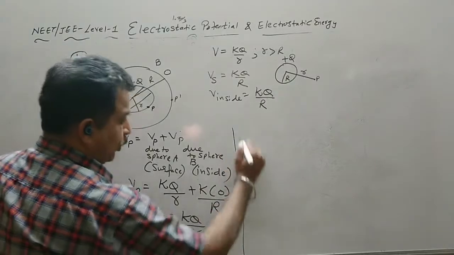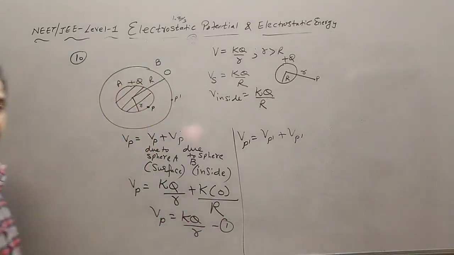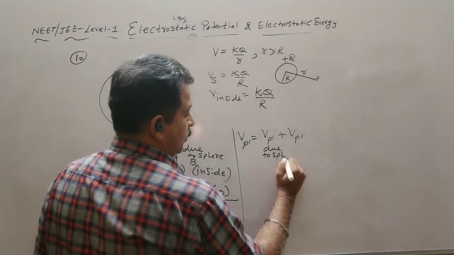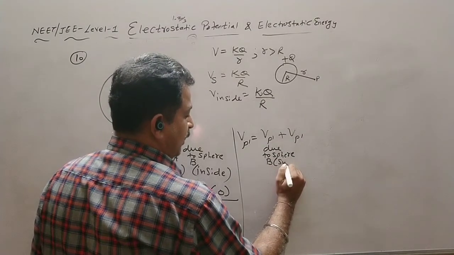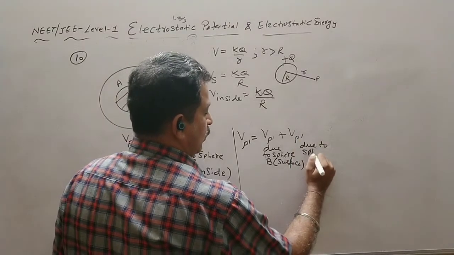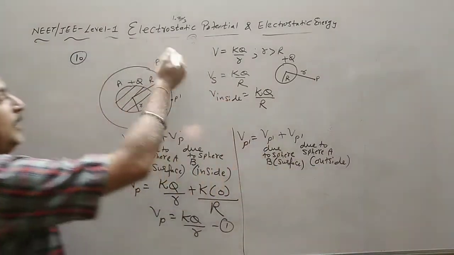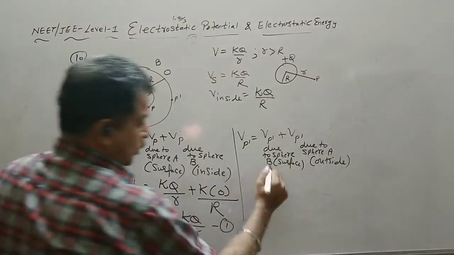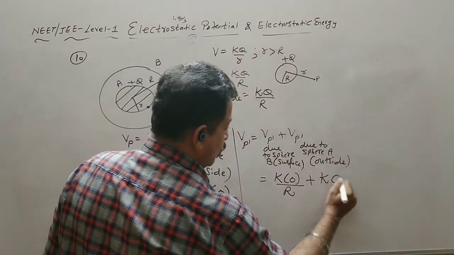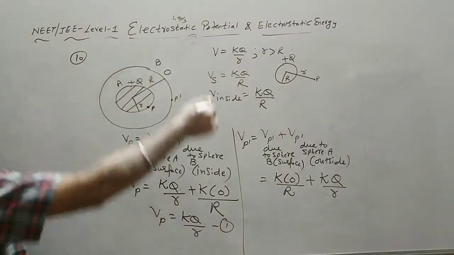Similarly, we find out the potential at P dash. So we write P dash. How will you read it? Potential at P dash due to sphere B, so that will be a surface formula. Then P dash due to sphere A. So it will be outside. Point P dash is outside, so potential due to its own sphere K0 upon capital R plus KQ upon small r. So that is outside. So we consider P dash to be outside sphere A.